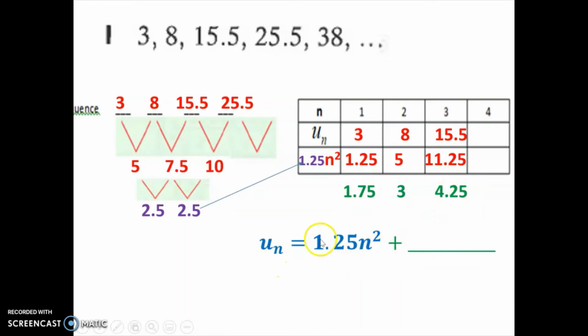So our whole rule is going to be 1.25 n squared plus the rule for the linear portion. What is it? Okay, I hope you came up with this, because we have a slope of 1.25. It's going up by that constant amount every time. And if you go back to term 0, you would get this. Great job if you got that one. It's always a little tougher with decimals.